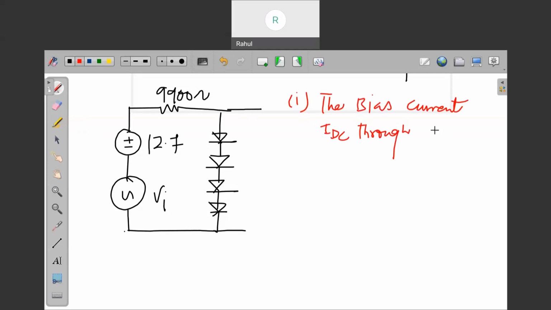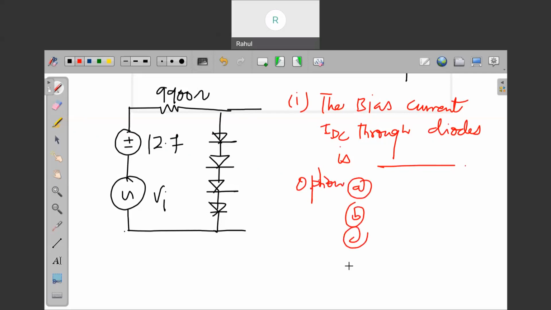Through the diodes, okay, each. So this is the first question. Let us solve this problem first, okay? And they have given some options, A, B, C, and D.